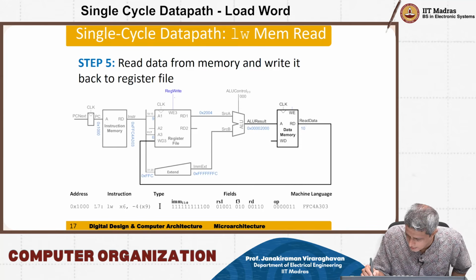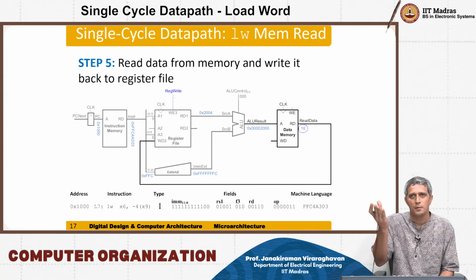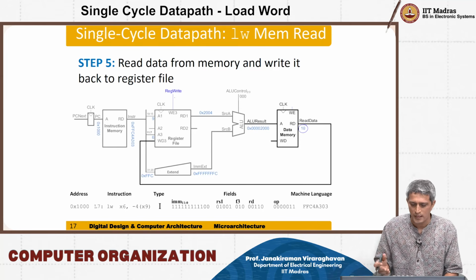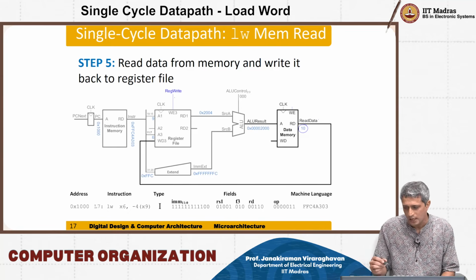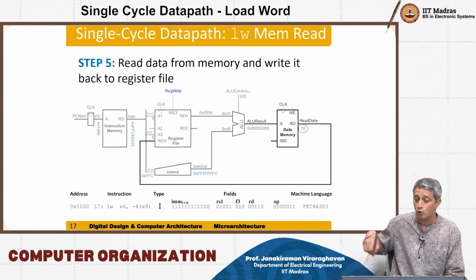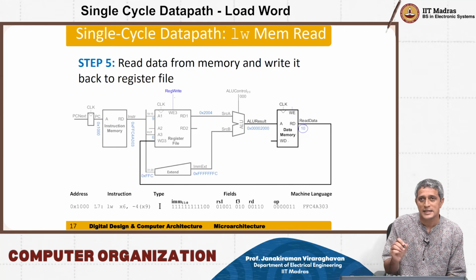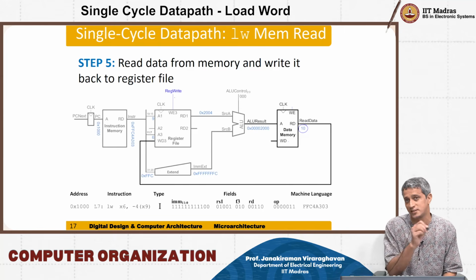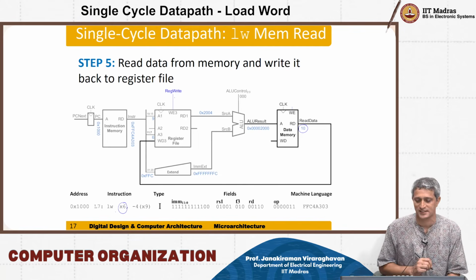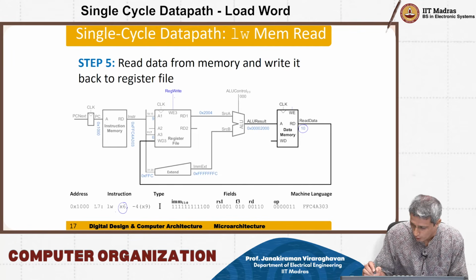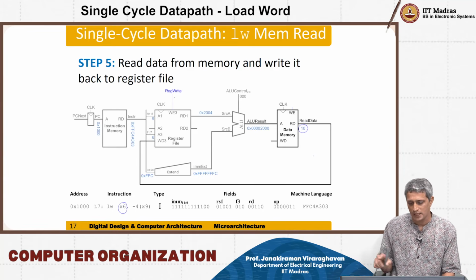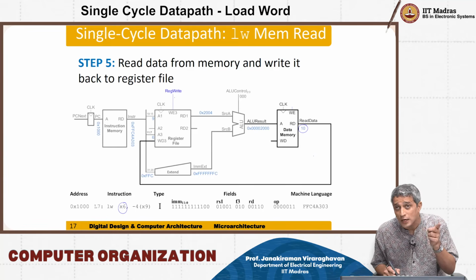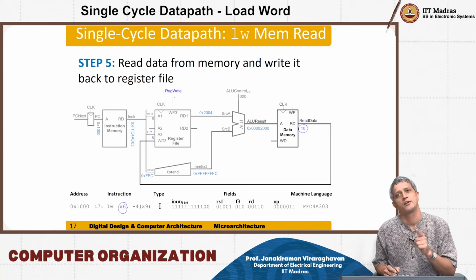It turns out that this data sitting in the memory was 10. That read data is going to come out of the data memory, and now what do you want to do? You want to write this back into the register. Which register? It turns out in this case you want to write to X6. So this read data, 32 bits, is obtained from the data memory and connected back to the write port of the register file.